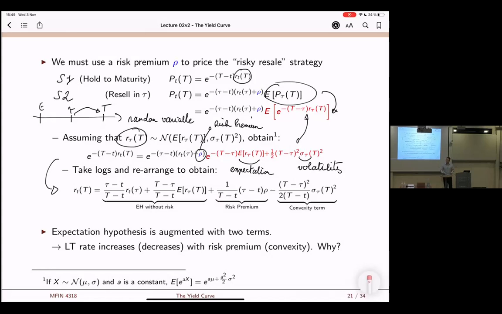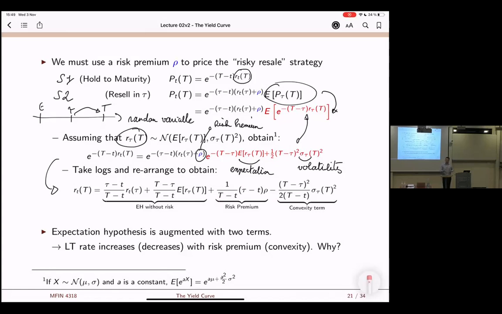Investors maybe are requiring a risk premium to hold long-term bonds as opposed to short-term bonds, right? And we're going to see that the reason why this risk premium shows up in this relationship can be rationalized by the riskiness of long-term bonds versus short-term bonds. We're going to do that in the next slide.